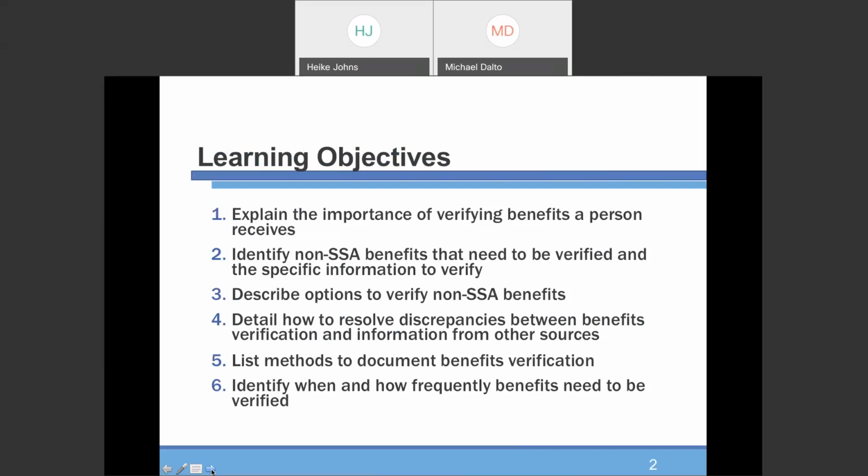Third, to describe options to verify non-SSA benefits. Fourth, to detail how you can resolve any discrepancies that may exist between the benefits verification that you get from official sources and information you get from other sources, such as the beneficiary. Fifth, to list some methods to document the benefits verification you've received. And sixth, and finally, to identify when and how often benefits need to be verified.